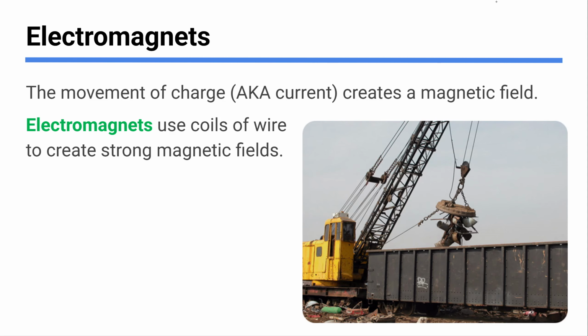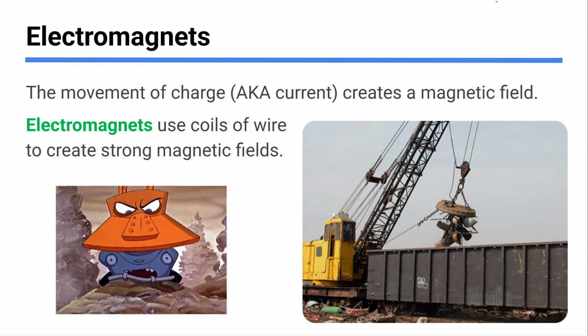And what we do with these is we say, hey, we can get a strong magnet if we run some current. So we take a whole bunch of wire and make a whole bunch of loops of wire, coils of wire. So you get a bunch of wire, many loops of it, and you run a lot of current through it. You're going to get a strong magnetic field.